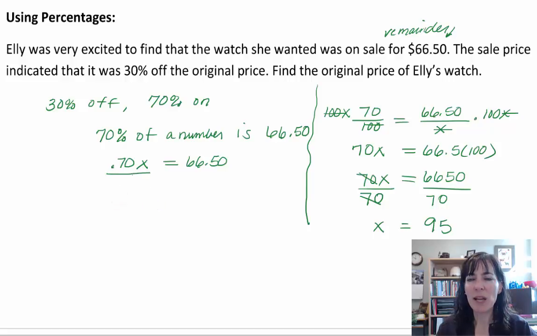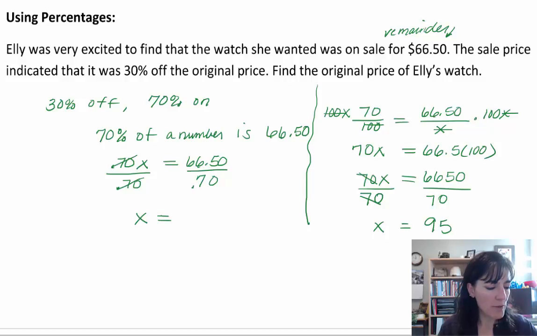Okay, back to our other problem where we were working it out a different way. I can divide both sides by that 0.70 this time to get that x by itself still. That's my goal. The 0.70s reduce, and I'm left with x equals 66.50 divided by 0.70, and magically I get a 95 for that one too. So I just wanted to show you two different ways you could work that.